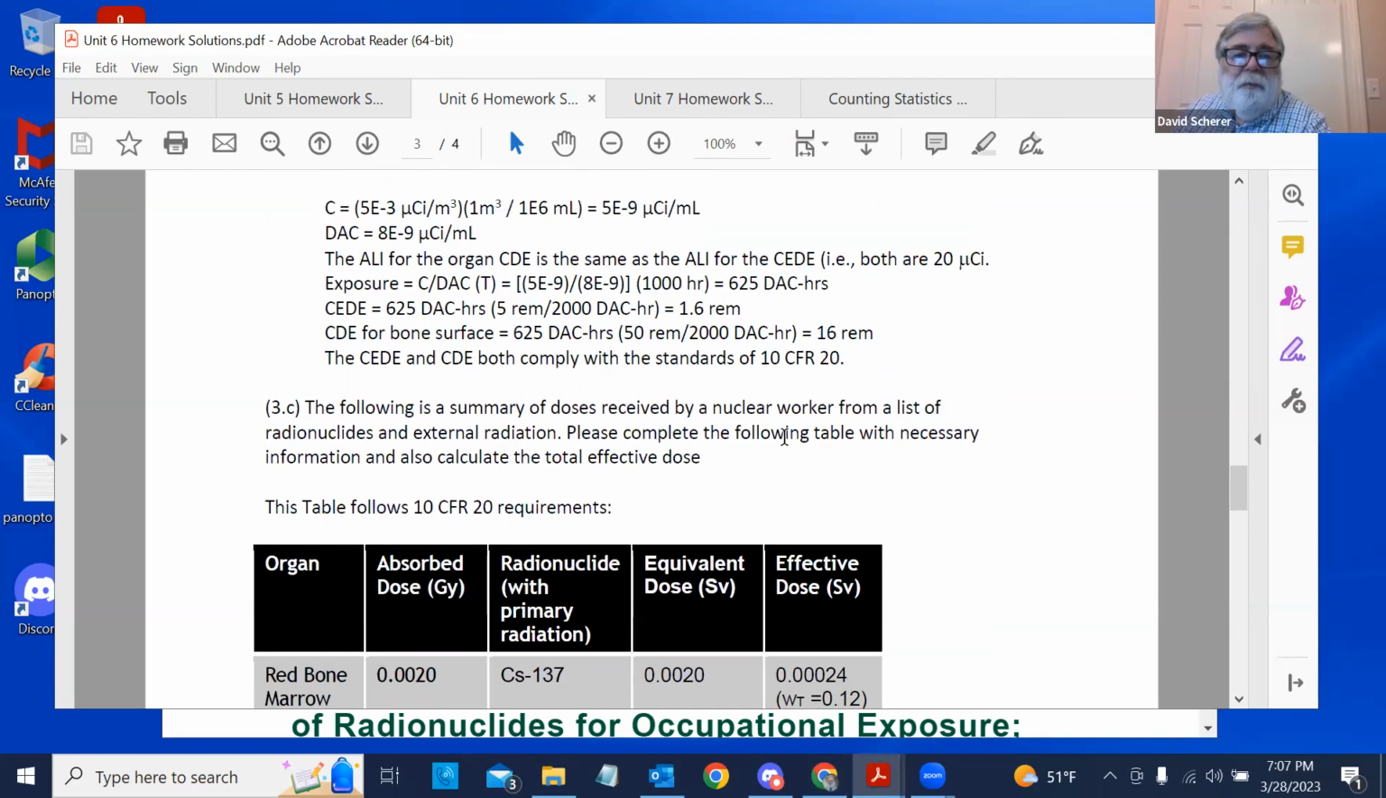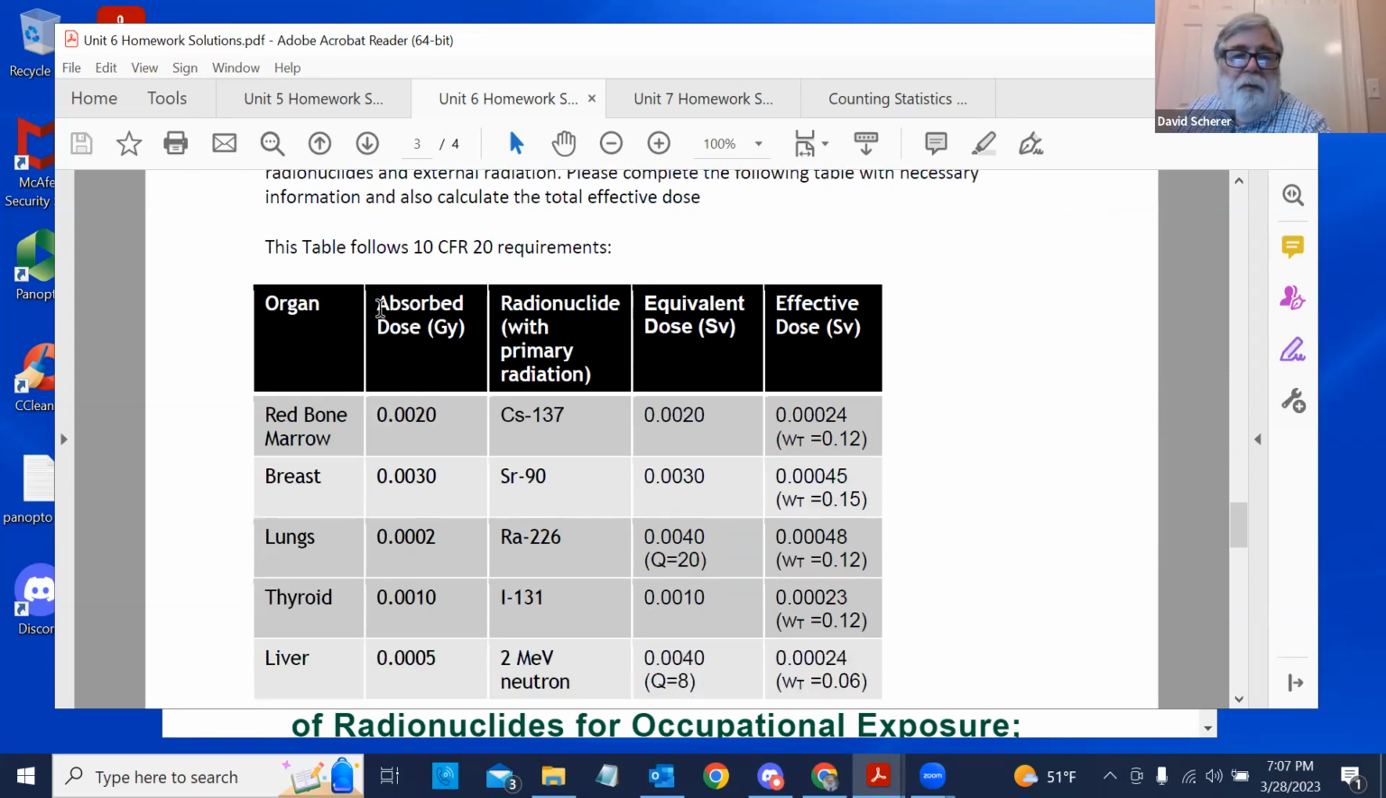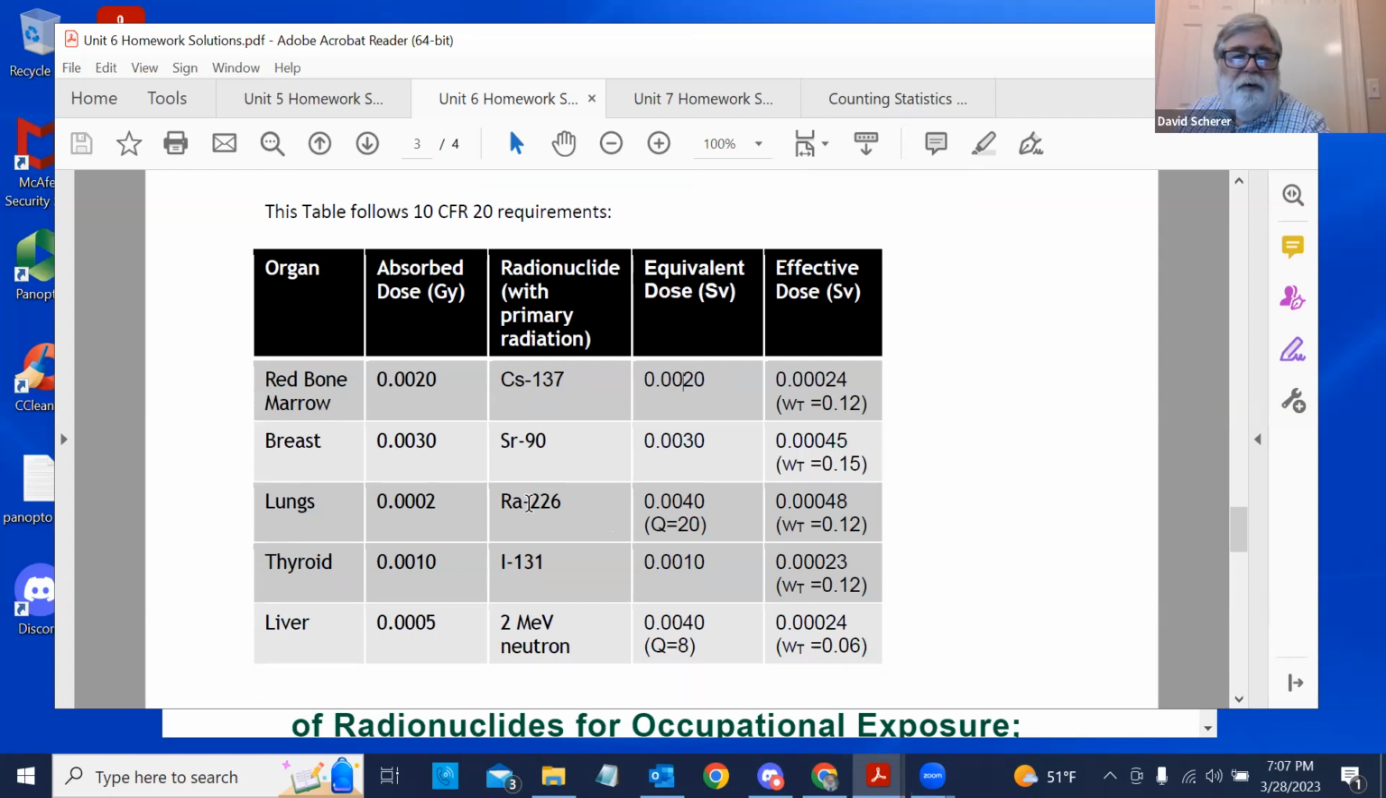Now, we have another table, so we're going to look up what the doses are. We were given, I believe, the first 3 columns. We're supposed to come up with the last 2. We have an absorbed dose, and we're supposed to find out what the equivalent dose is. In the NRC world, we multiply the absorbed dose by the quality factor. This is 10 CFR 20. For photons from cesium-137, the quality factor is 1. Beta particles, the quality factor is 1. So the equivalent dose is equal to the absorbed dose.